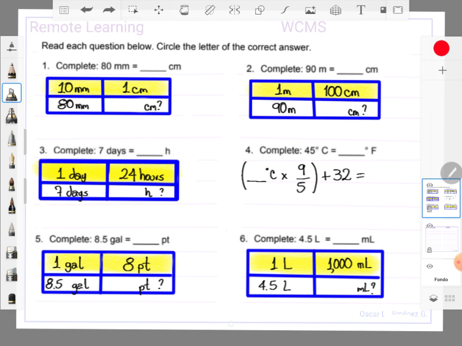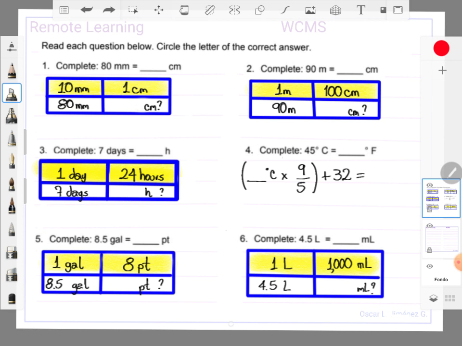We need to complete each sentence using the conversion factor. For example, on exercise number 1, we need to understand how many centimeters are 80 millimeters. Let me explain this first.